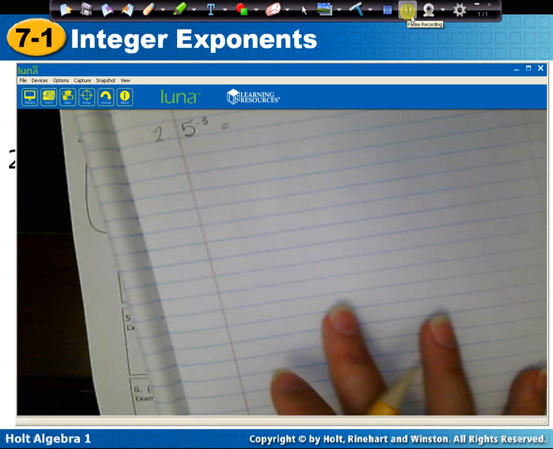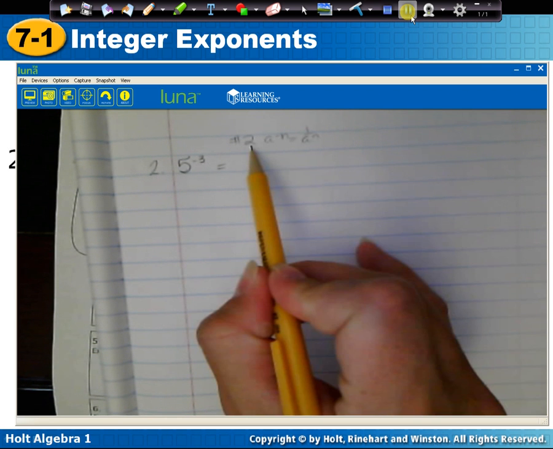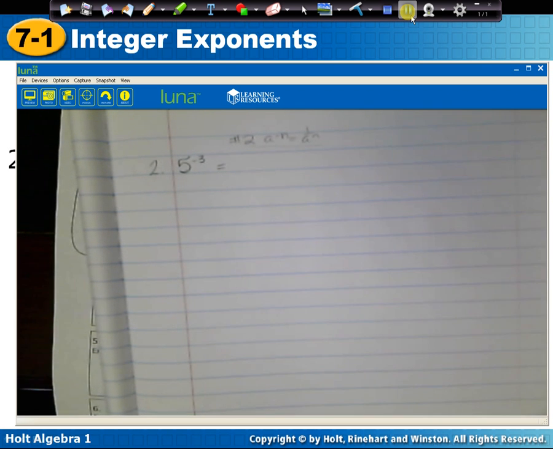All right, so I've written here 5 to the negative 3, and I want you to take a minute, look at the property. You have a to the negative n equals 1 over a to the n. I want you to see if you can figure out what this one's going to be on your own before you move forward. All right, hopefully you've tried to solve it, and now I'm going to show you what it should be.